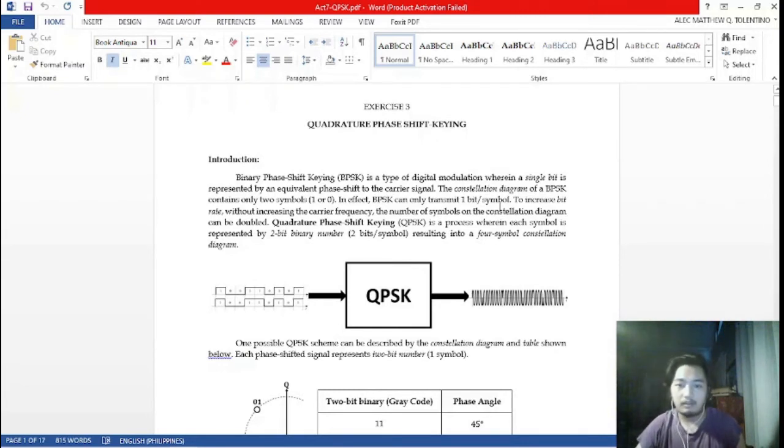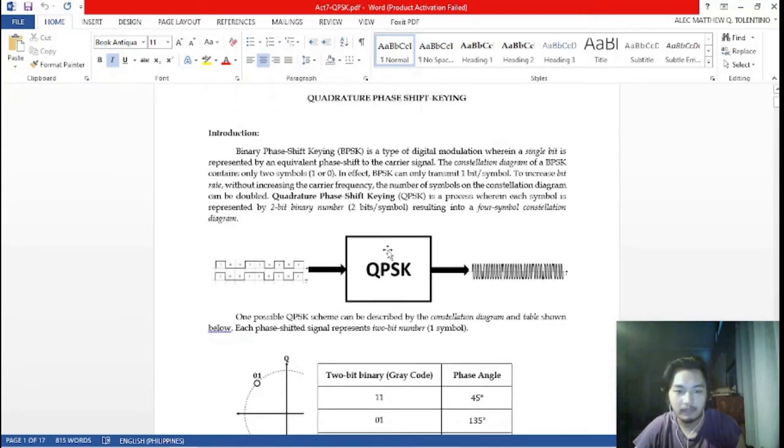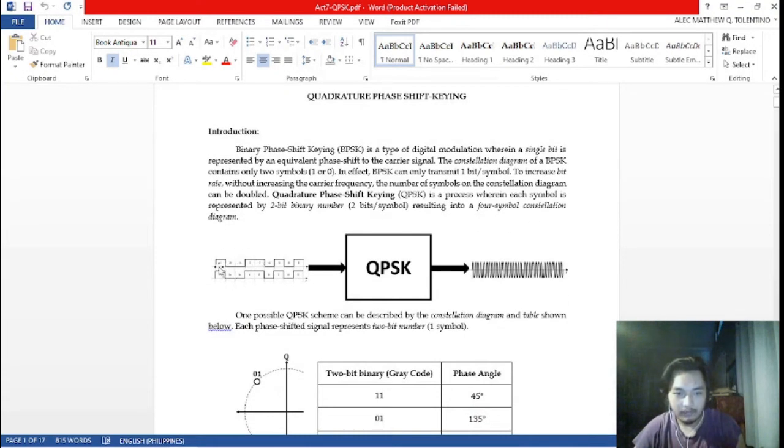To increase the bit rate without increasing the carrier frequency, the number of symbols on the constellation diagram can be doubled. Quadrature phase shift keying, or QPSK, is a process wherein each symbol is represented by a 2-bit binary number, 2 bits per symbol, resulting in a 4-symbol constellation diagram. So in this figure, as you can see, the input is a binary symbol, then in the output, it becomes an analog signal.